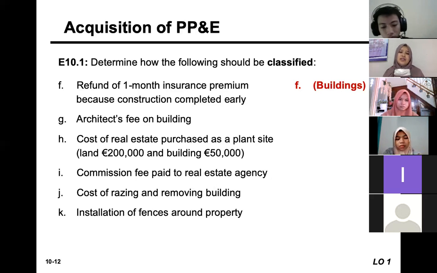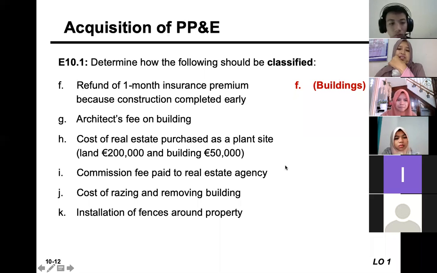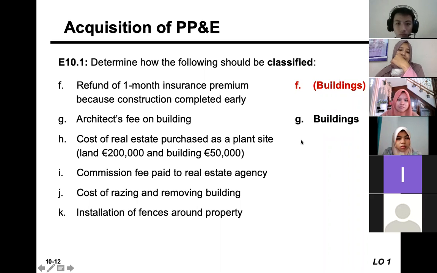Next, architect's fee on building. Quickly, anyone? Building. Building, okay, yes. Cost of real estate purchase as a plant site. Land 200,000, building 50,000. So it will go into? Is it land and building? Yes, land and building.